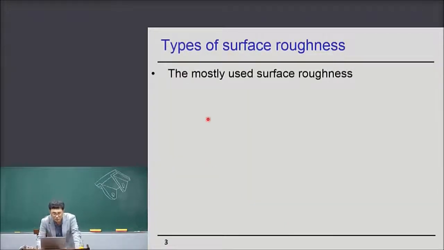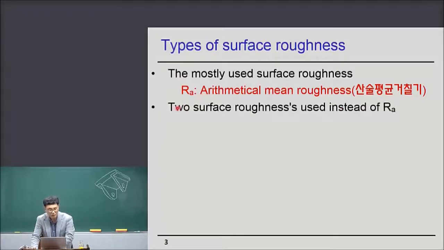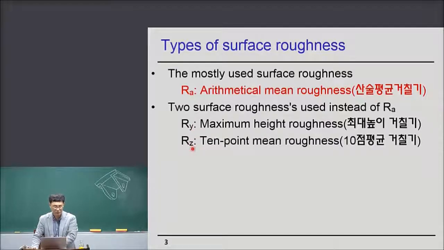And there are some types of surface roughness. The most used surface roughness is the arithmetical mean roughness, which we call Ra, since the A is here. And two surface roughnesses used instead of Ra are Ry and Rz. Ry is maximum height roughness, and Rz is 10-point mean roughness, which is about four times larger than the Ra.